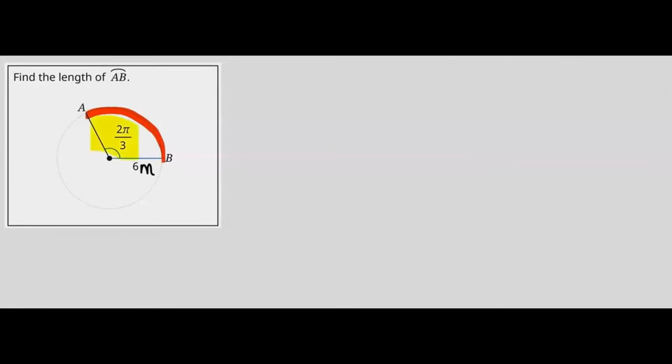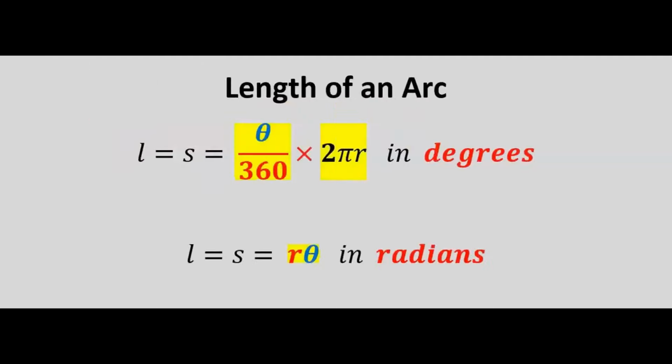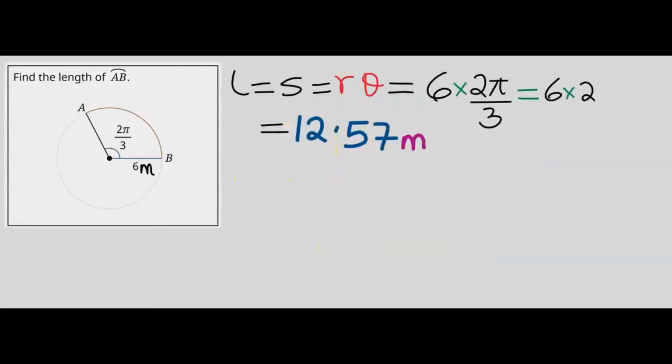Step number 1: consider the central angle. Here, the central angle is in radians. Next, for the length of an arc in radians, we are going to choose the right formula. If you substitute carefully, the length of the arc is 12.57 meters. Remember, the radius is in meters.